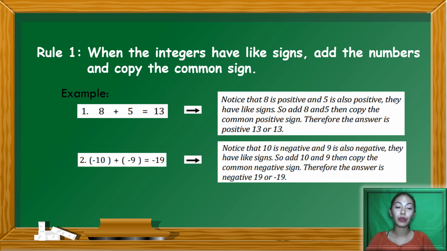For number 2, negative plus negative is negative. Since both are negative, negative 10 plus negative 9 is equal to negative 19. That is for rule number 1.